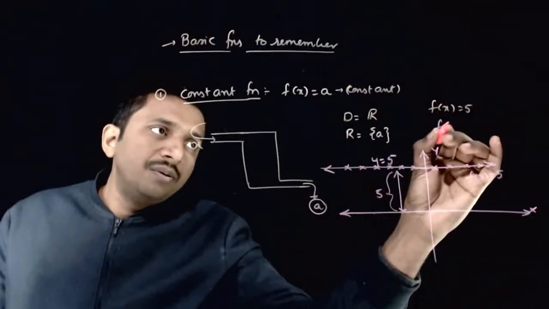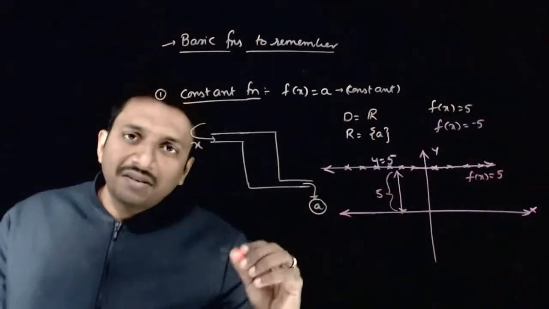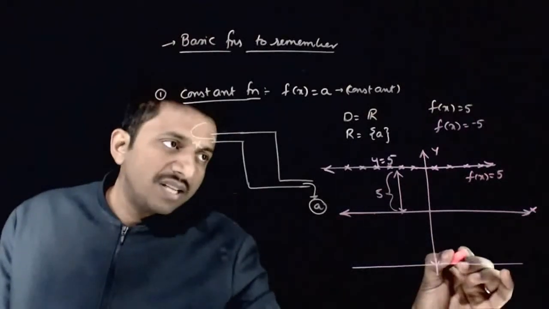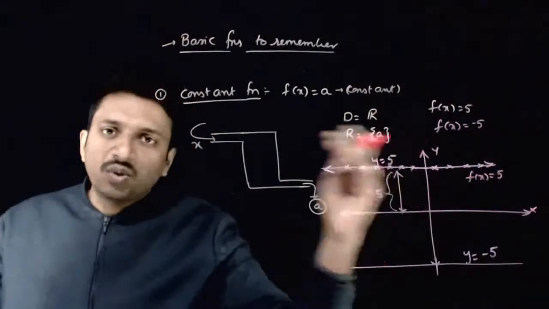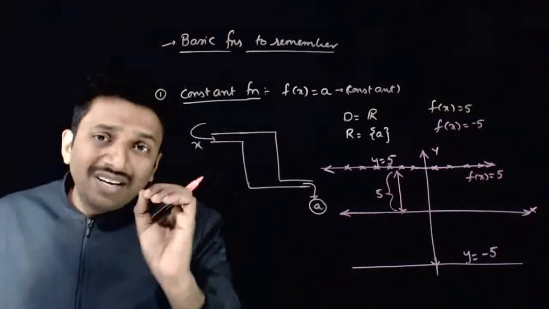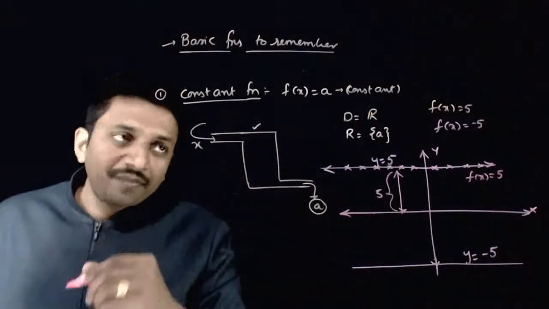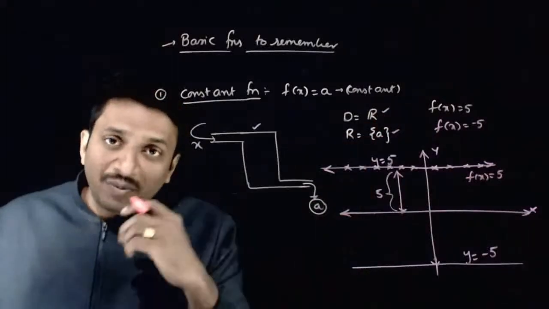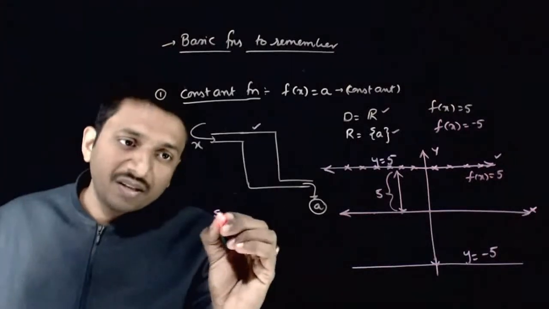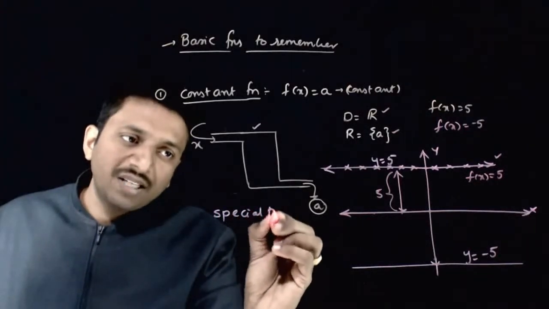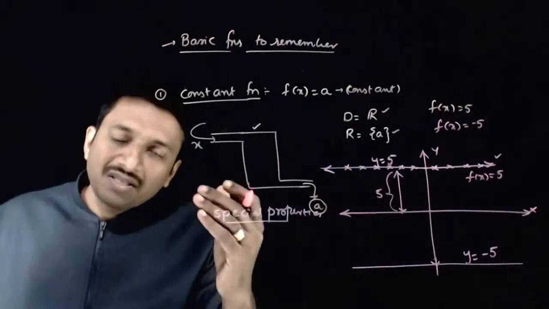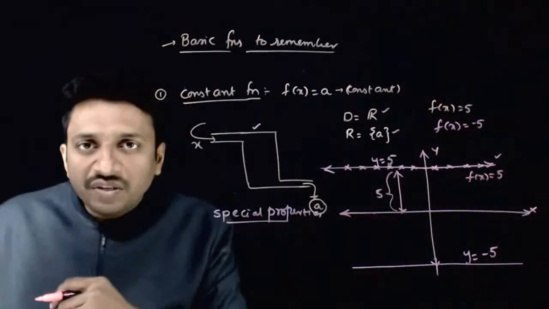So if f of x is equal to minus 5, the graph will be 5 units below the x-axis. Right? This is y is equal to minus 5. This is y is equal to plus 5. So for every function, the topics that you need to remember are: what is the machine interpretation, what is the domain, what is the range, how does the graph look, and if there are any special properties. If there are any special properties, I will mention them, and you need to remember those. For this constant function, which is a very simple function, there are no special properties.